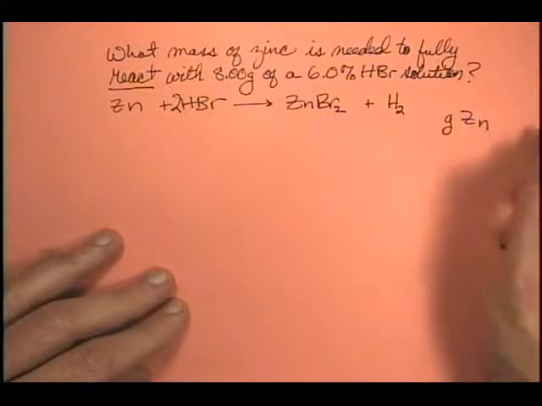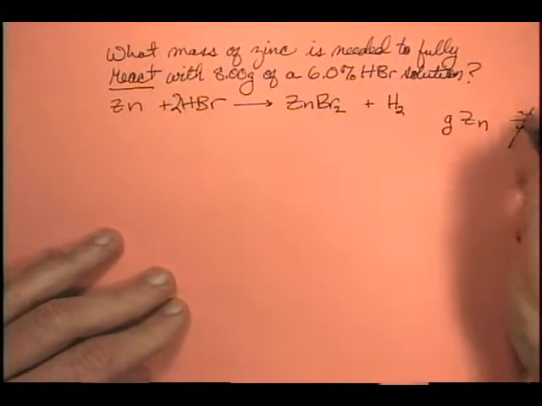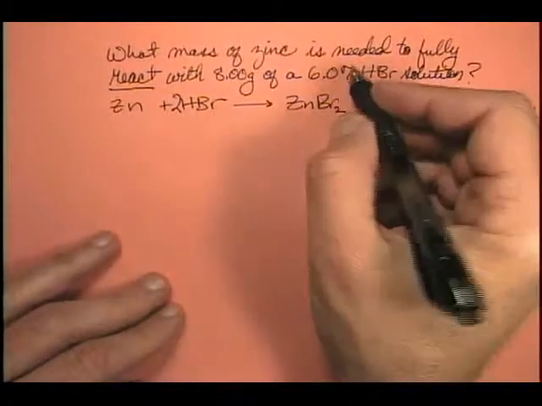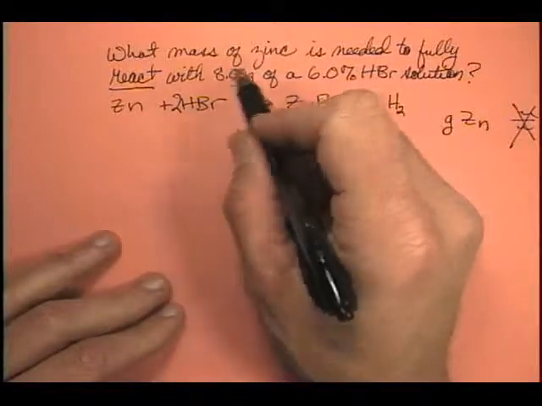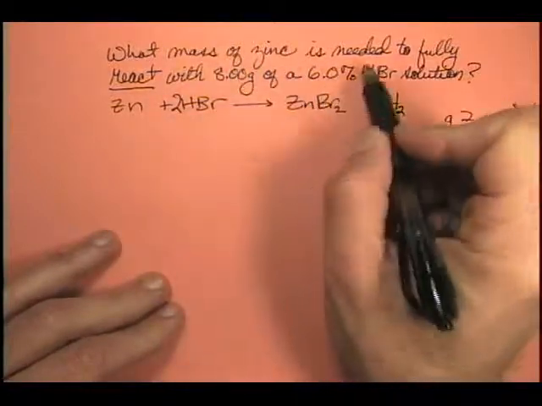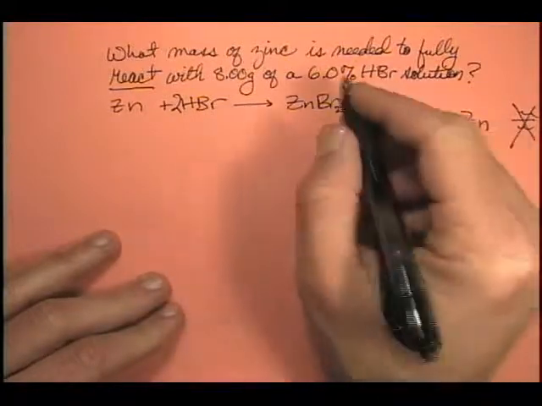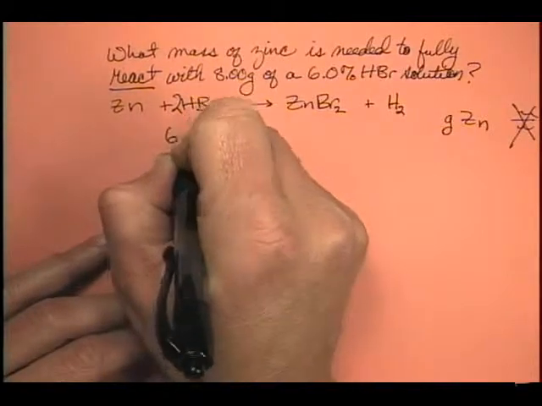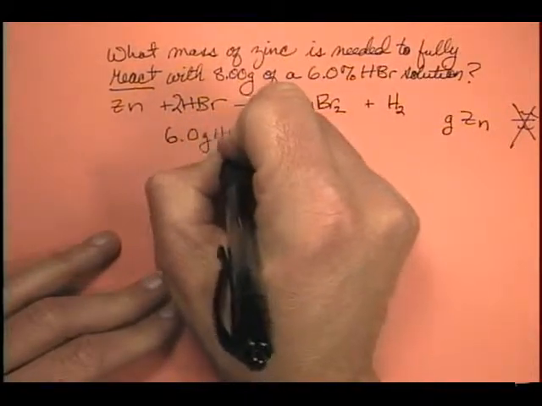Got grams of zinc. Notice it's not something per something. So we're not going to start with something per something. Well, what do we have? Well, we have 8 grams. That's not something per something. And we have 6.0% HBr. Remember, this is by mass. But remember, this thing here can be expressed as 6.0 grams of HBr.